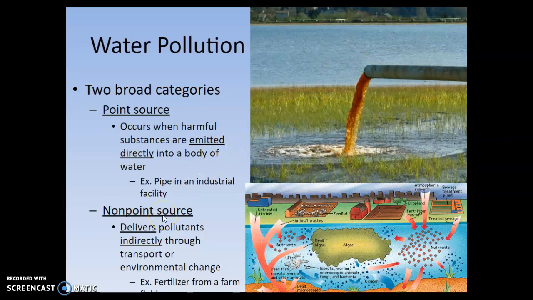Non-point source pollution is pollution that comes from a variety of sources. A lot of times an easy way to tell the difference between point and non-point source is to look and see if the word is plural.